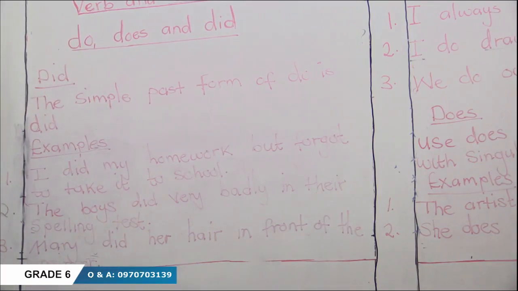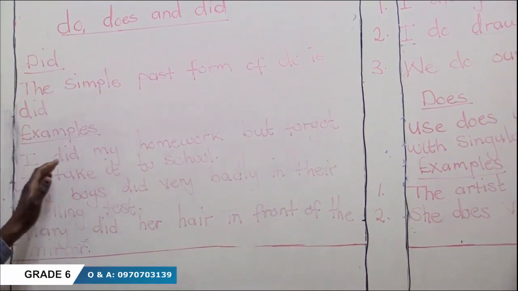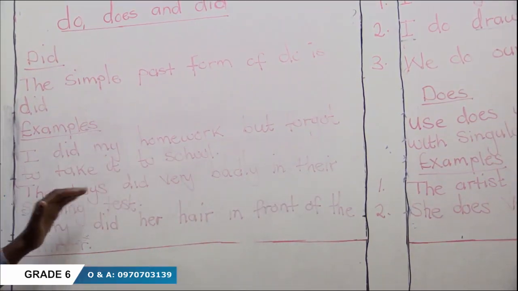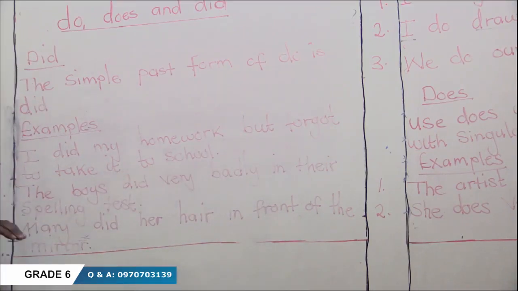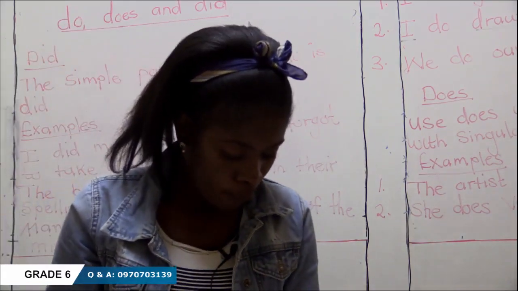So I've given you three examples on how we can use did. I did my homework but forgot to take it to school. The boys did very badly in their spelling test. Mary did her hair in front of the mirror. If you look at all these sentences on the board, they are in the simple past form.